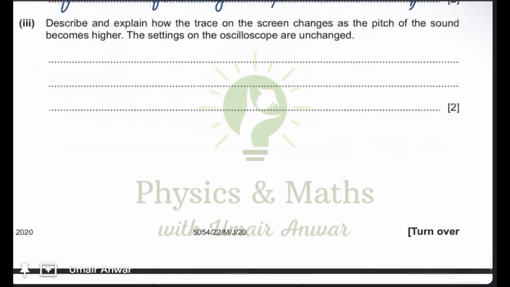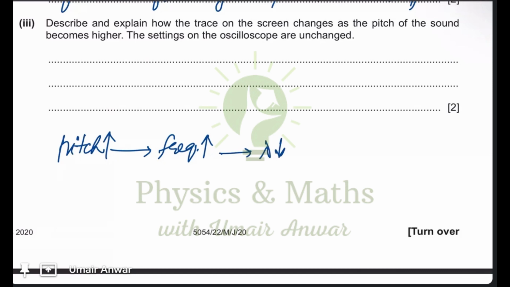Describe and explain how the trace on the screen changes as the pitch of the sound becomes higher. Now, pitch is related to the frequency of the sound. So if pitch is increasing, means frequency is going to increase. And for the increased frequency, we are going to have a shorter wavelength. The settings on the oscilloscope are unchanged.